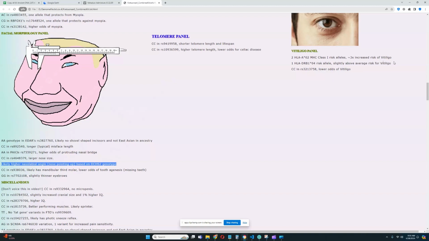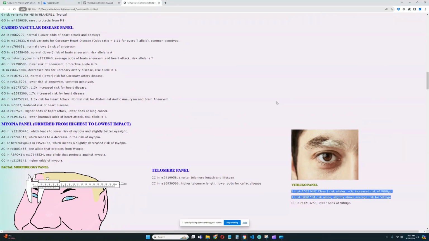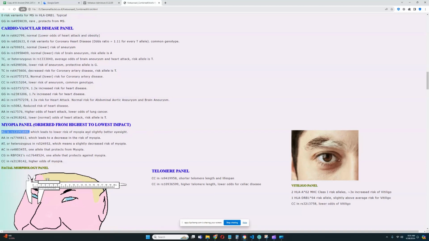And it looks like increased odds of vitiligo based on genotype in HLA. This also goes into the calculation for the HLA panel, of course. It, of course, plays a part. For myopia, it looks like she's actually got the G allele here, which protects from myopia. So that's quite interesting. The G allele here is very rare, and it's also very European.